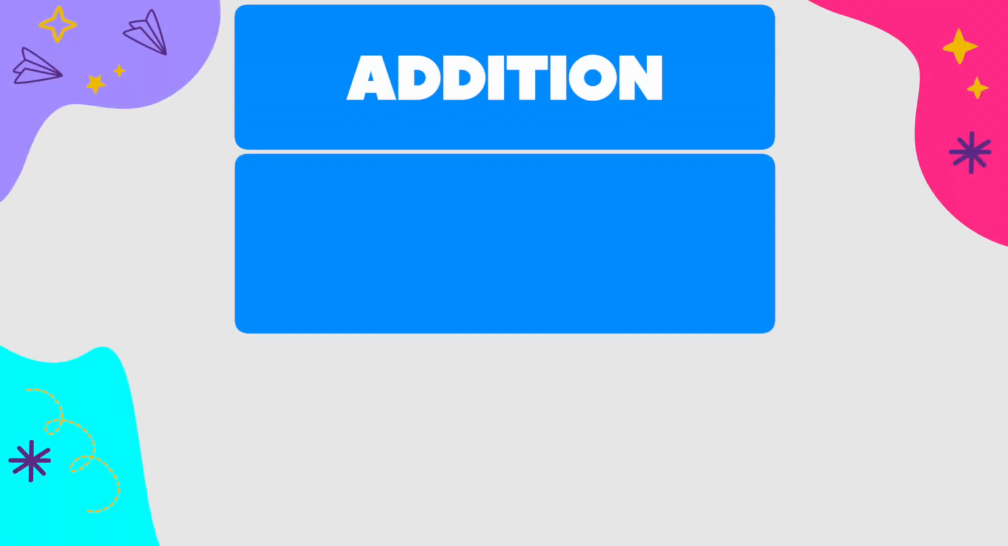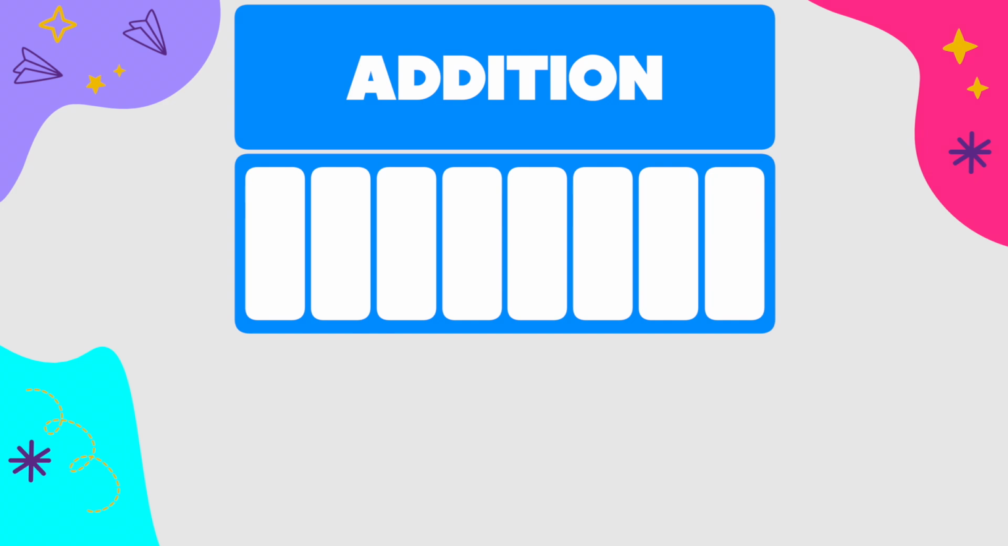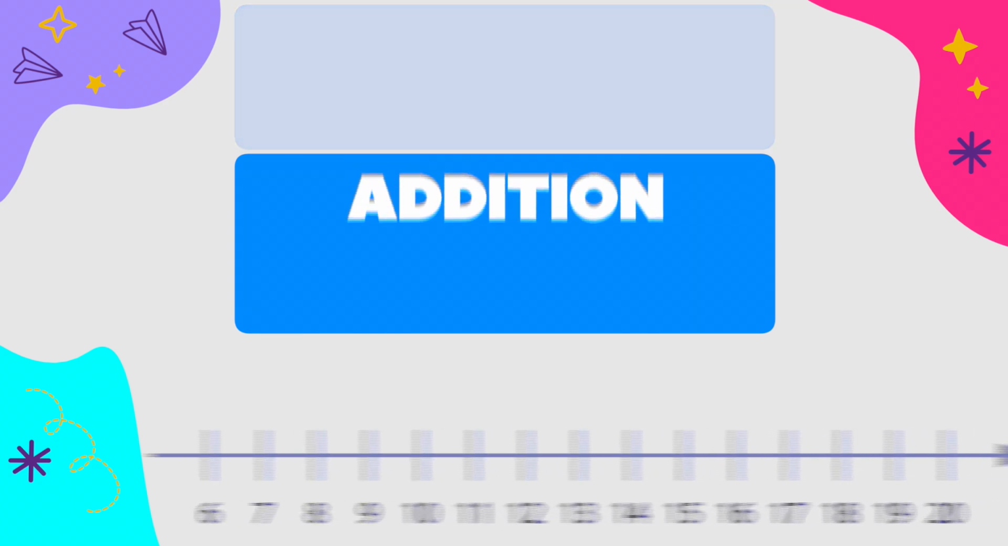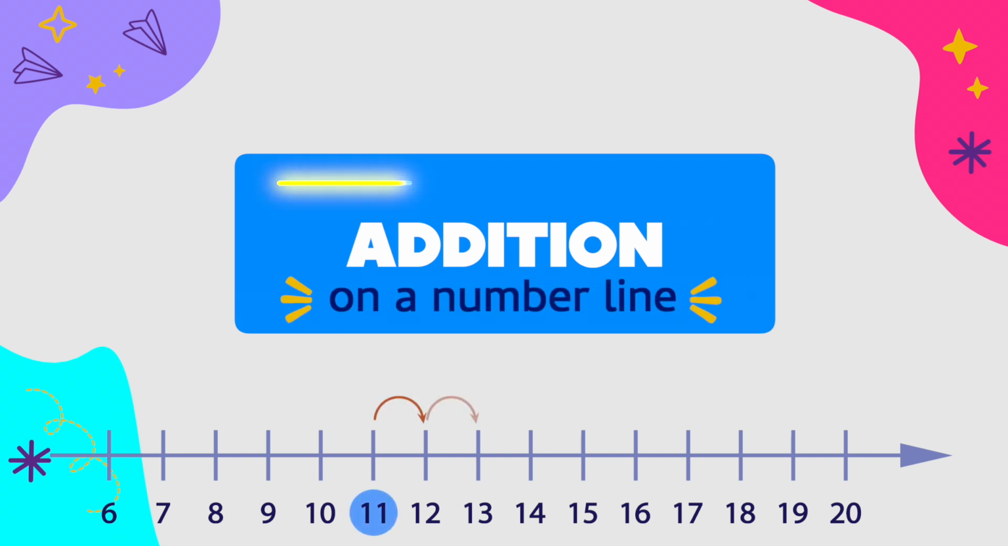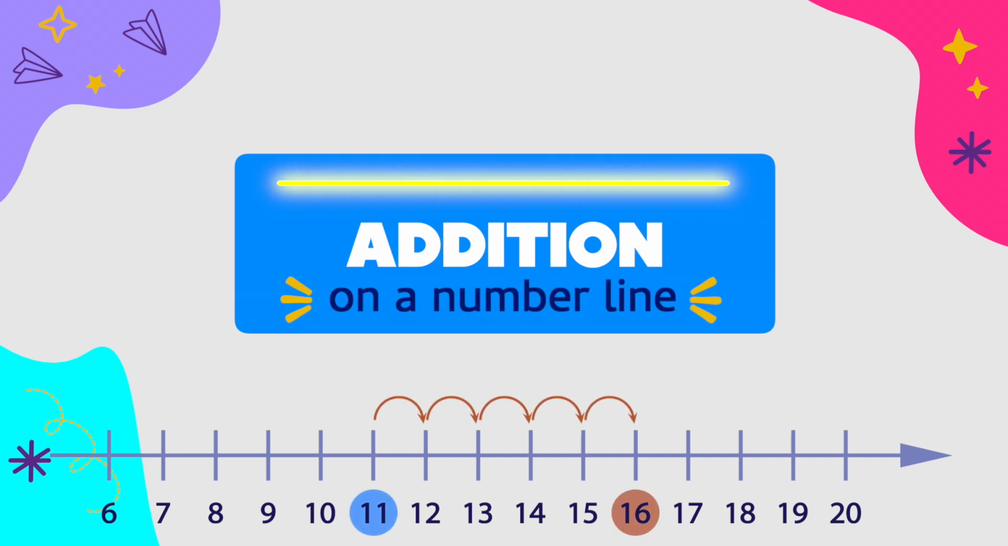What is addition? Addition means putting numbers together to make a larger number. When we add on a number line, we move forward or to the right.